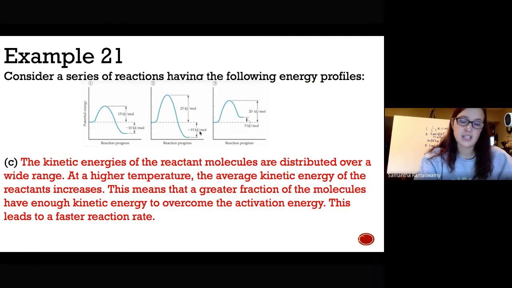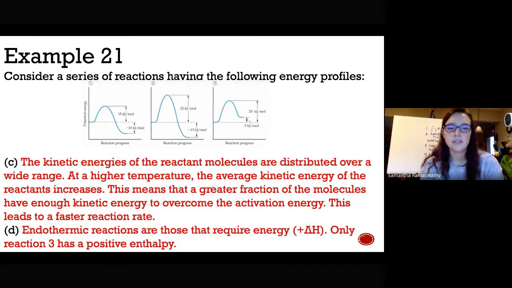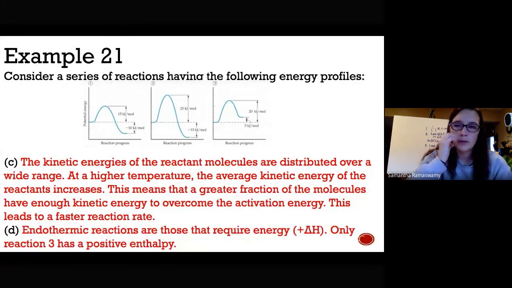Well, negative delta H's result in exothermic processes. So which are endothermic? Endothermic reactions are those that require energy, so a positive delta H. Only reaction 3 has a positive enthalpy. So reaction 3 is the one that is endothermic. Right? Any questions on example 21 before we go on to example 22? Last example.